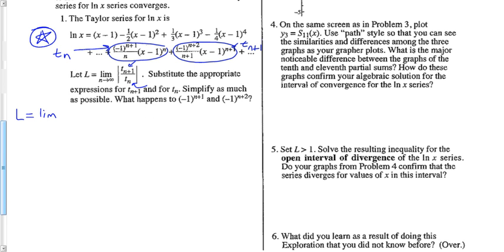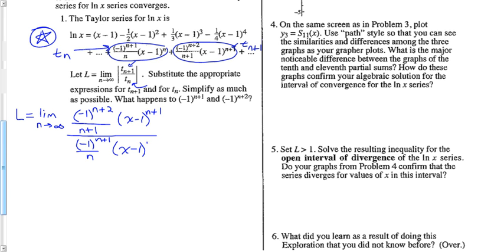My limit as n approaches infinity of the n plus 1th term, so that's negative 1 raised to the n plus 2 over n plus 1 times x minus 1 raised to the n plus 1, all over negative 1 raised to the n plus 1 over n times x minus 1 raised to the n, and that thing needs to be in absolute value. That's the one thing I always forget until the end, but it needs to be there at the beginning.